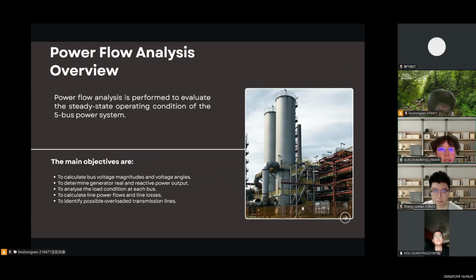So now I will present the power flow analysis section of our modified PJM 5-bus power system. The purpose of this analysis is to evaluate the steady state operating condition of this system. In this part, we focus on bus voltage magnitude, voltage angle, generator power output, load condition, line power flow, and line losses. So this analysis helps us check whether the system operates normally, whether the voltage profile is acceptable, and whether any transmission line becomes overloaded.